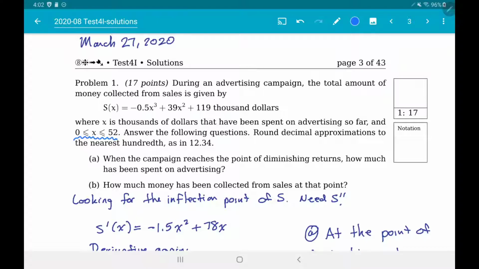Okay, so again, here we go. This was an example of a point of diminishing returns problem. There's no guarantee that there will be a problem like this on the test, but I have asked problems like this in the past.